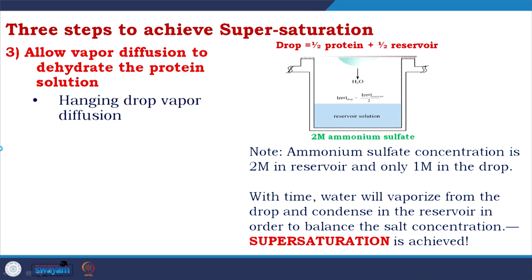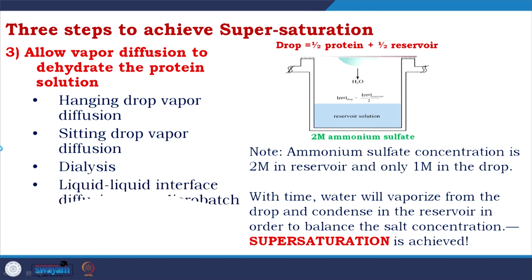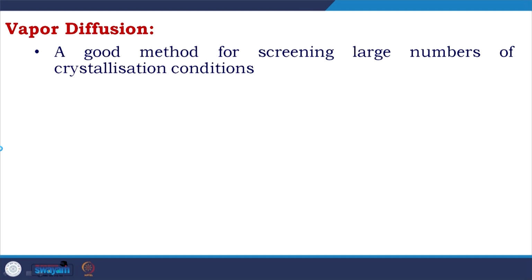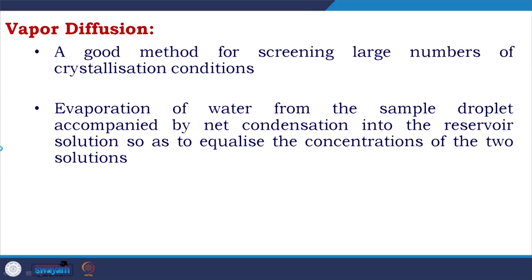So, there are processes: hanging drop vapor diffusion, sitting drop vapor diffusion, dialysis, liquid-liquid interface diffusion, and microbatch. Vapor diffusion is a good method of screening a large number of crystallization conditions. This is what we actually use in laboratory setups to get crystals in most of the cases. Evaporation of water from the sample droplet is accompanied by net condensation into the reservoir solution so as to equalize the concentration of the two solutions.